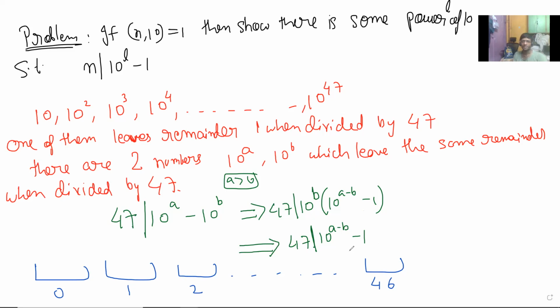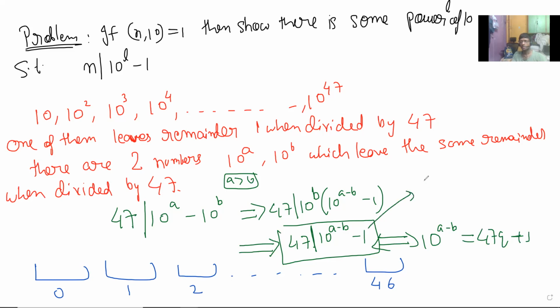We are done, right? This is the thing which we wanted. This is what it means to say that 10 to the power a minus b, we don't know the a and the b or a minus b, but we know that there is some a minus b, leaves a remainder of 1. That's the same thing, right? Because this means that 10 to the power a minus b minus 1 is 47 times something. These are the same things, obviously.